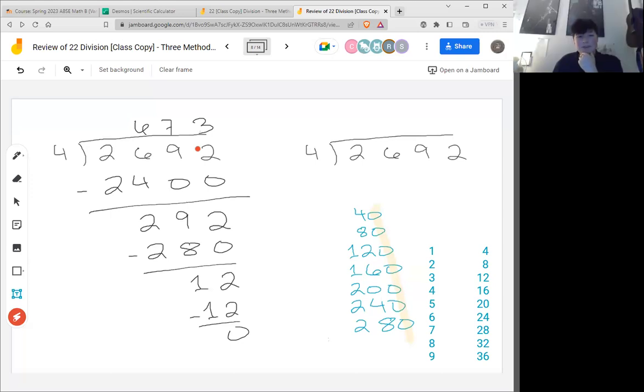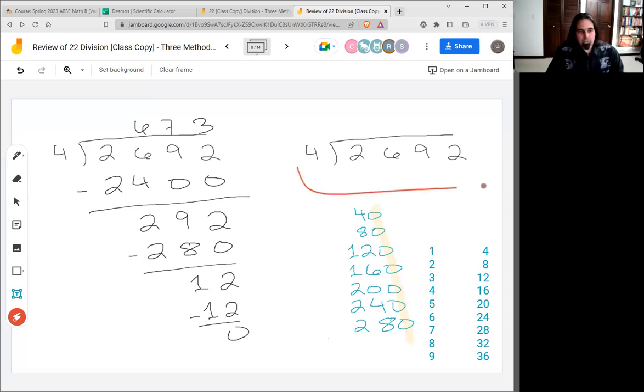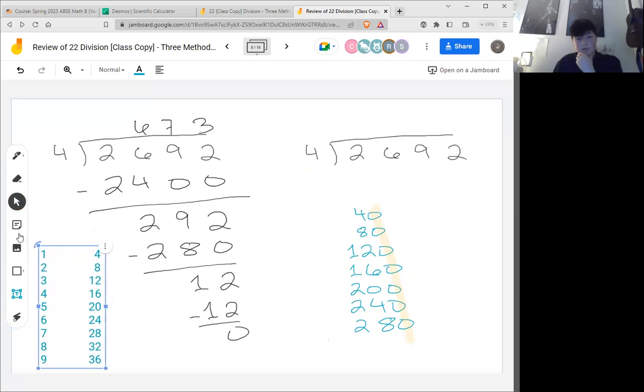Can we do a different one now? Yes. Can I do this one, this side where I use the bring down notation in case that helps people? Sure. Okay.